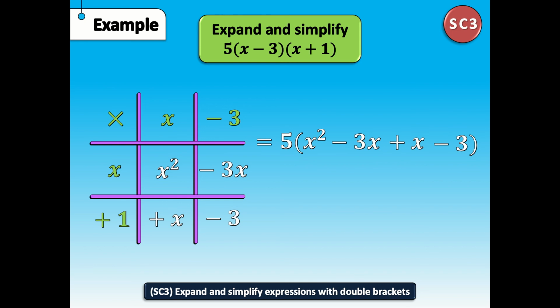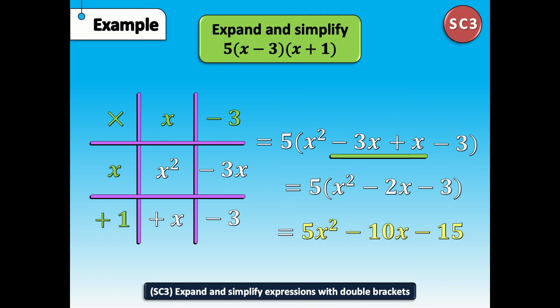Now we need to times everything by 5, but we're going to simplify it first. So minus 3x plus x is minus 2x. Then we can multiply everything by 5. So our final answer is 5x squared minus 10x minus 15.